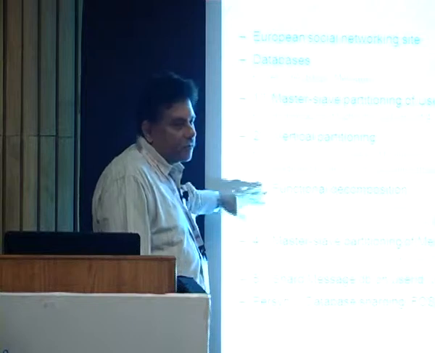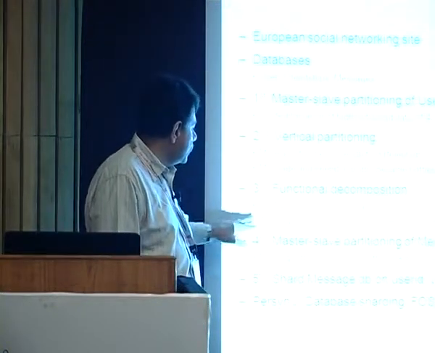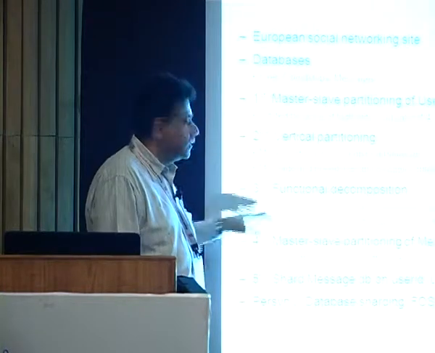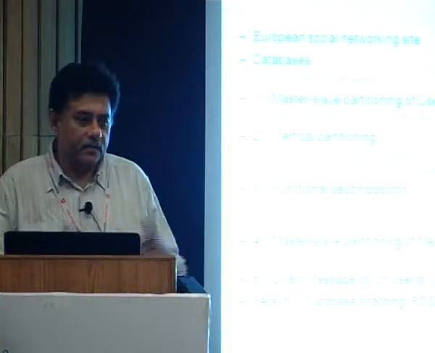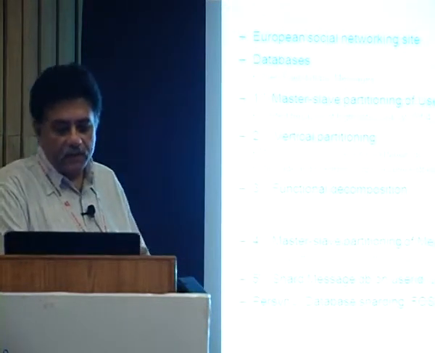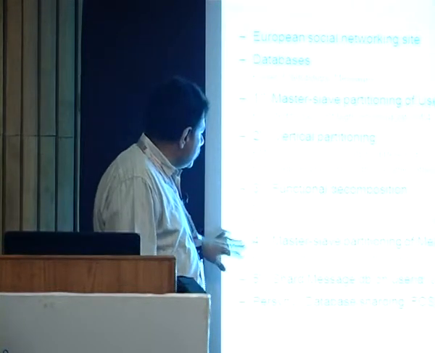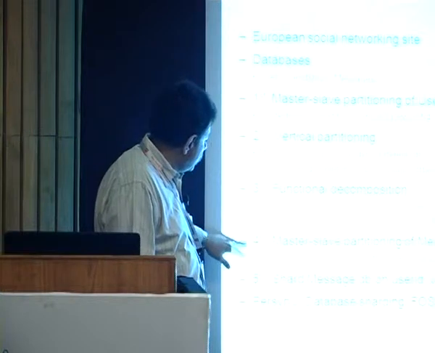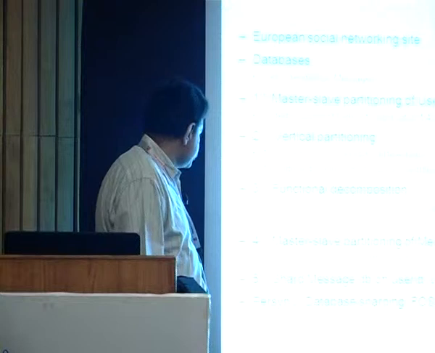So after that, they tried functional decomposition. In functional decomposition, what they did was put all three databases on separate servers. That again worked for some time. And then when the transactions became too high, each one of those databases individually became a bottleneck. So finally, the fourth step, they did master-slave partitioning of the message and friendship databases.